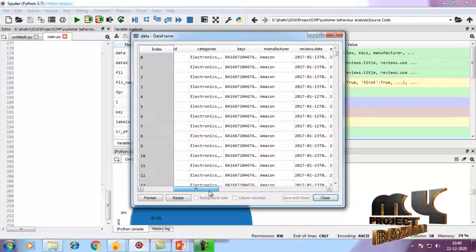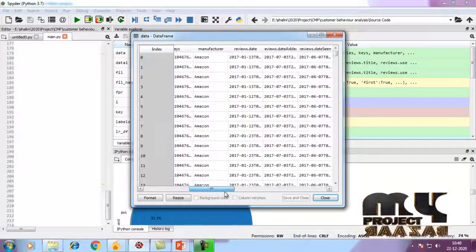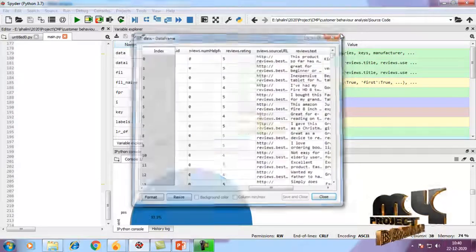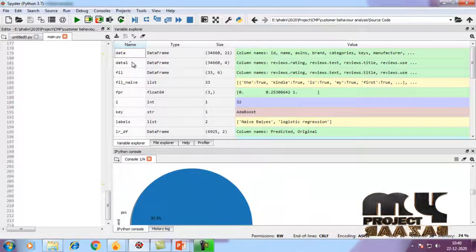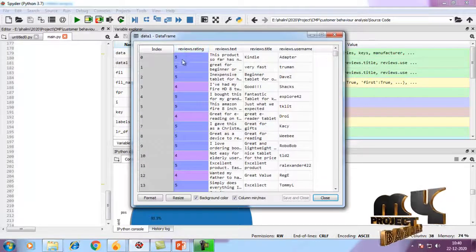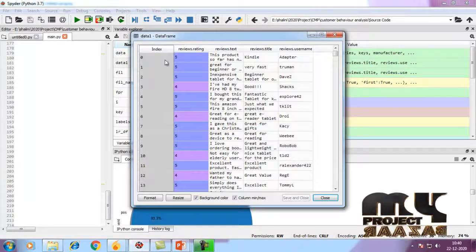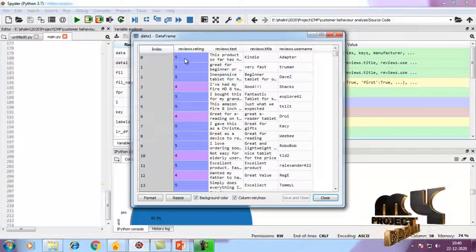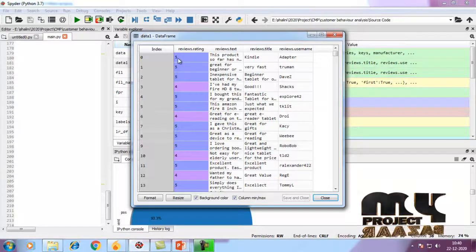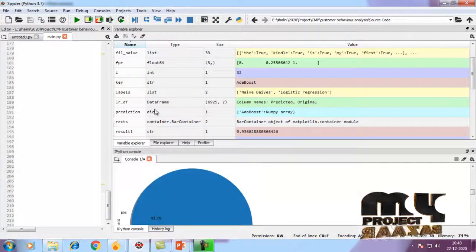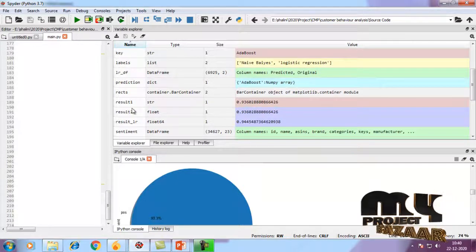Okay, this is our output area. Our data set looks like this, based on name, categories, keys, manufacturers, reviews and so on. This is our data set. After pre-processing, the data set looks like this. Here review ratings and the index 0 indicates 5. It means if there are any null values, it displays the number of null values count.